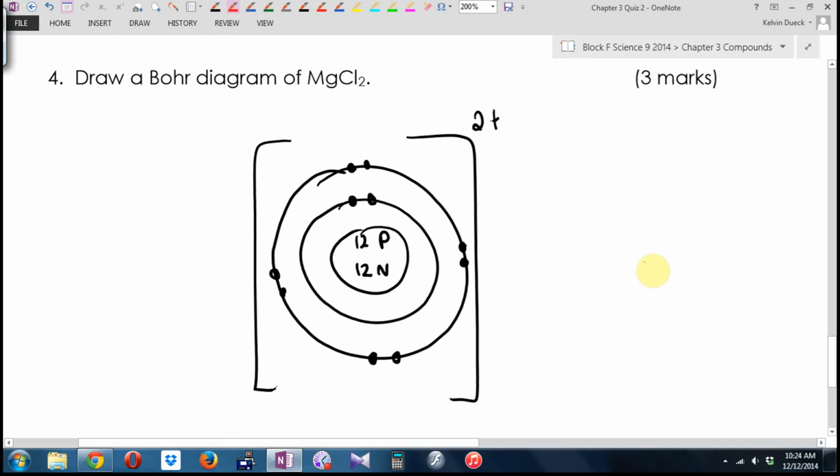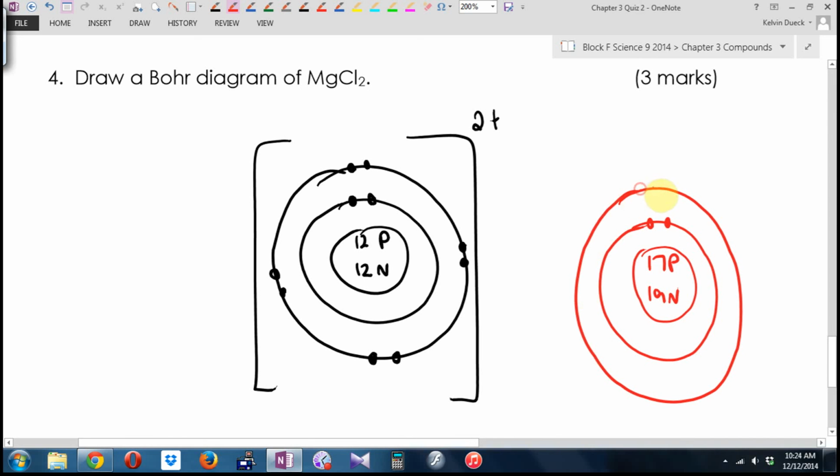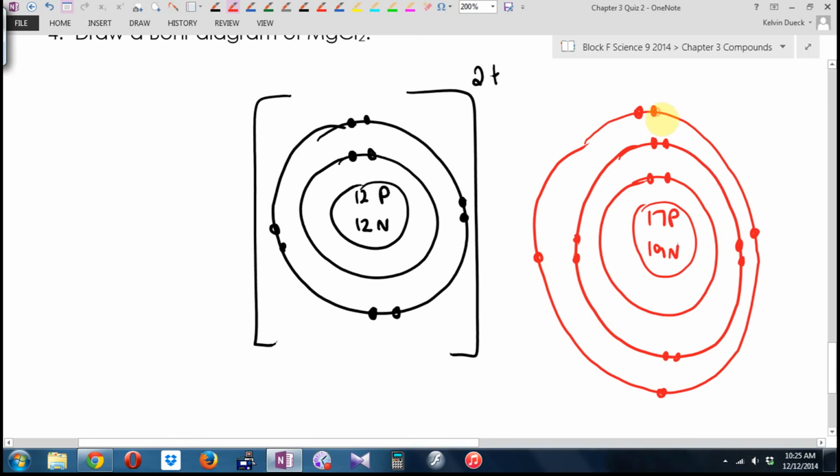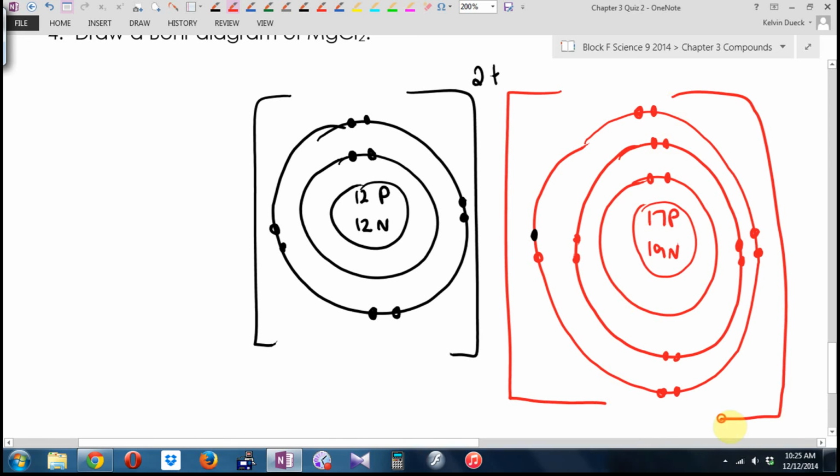Chlorine. 17 protons. 19 neutrons? 19, I think. You'd round to 36, take away 17, I think that's 19. It's in row 3. Whew. 2. 8. And then normally chlorine has 1, 2, 3, 4, 5, 6, 7. It's going to take an extra electron from magnesium. And now it's an ion.